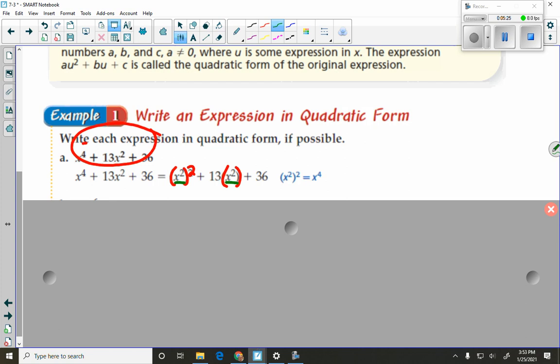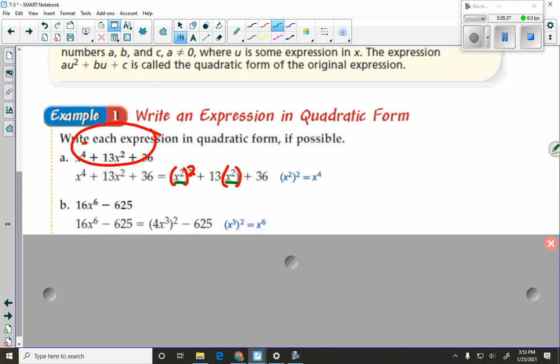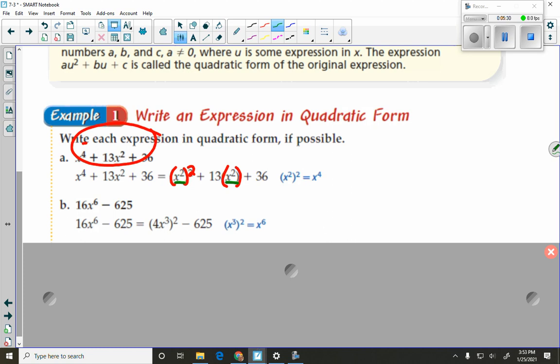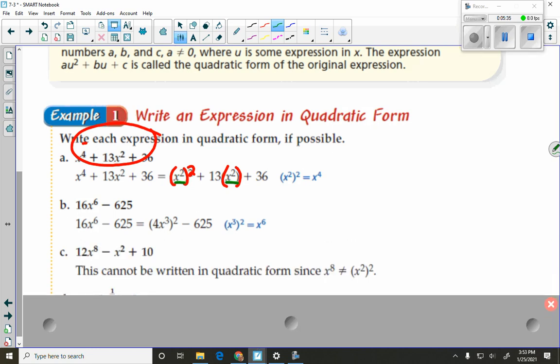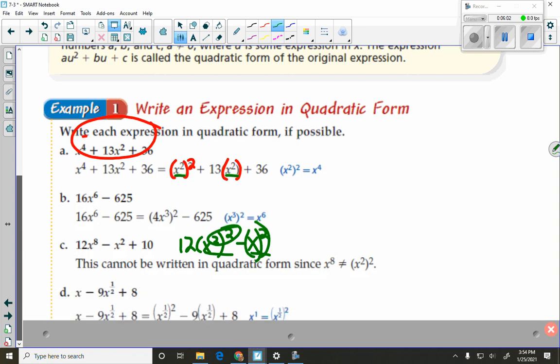But these two have to be the same. So yes, that can be written as a quadratic. The sixth could also be written as a quadratic as well. Where we're going to run into problems is this part C, because for this to happen, this 12, to make it the same, x squared minus x squared here. You see how for these two to be the same, this is not going to make that x to the 8th. So that cannot be written in quadratic form.